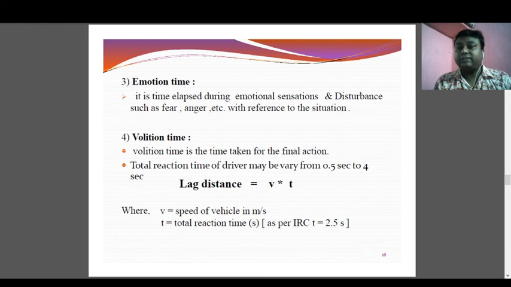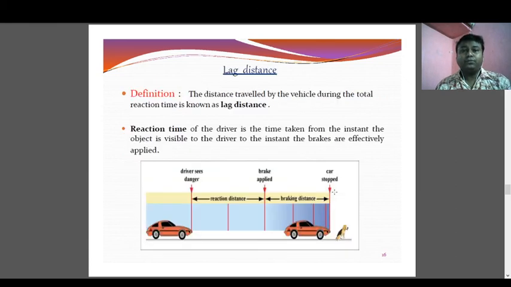The lag distance is calculated as V into T, where V is equal to the speed of the vehicle and T is equal to the total reaction time. As per the IRC, the total reaction time, as I said, is 2.5 seconds. Next we move to the details about the lag distance. As you said, the distance traveled by the vehicle during the total reaction time is known as the lag distance. And what is reaction time?